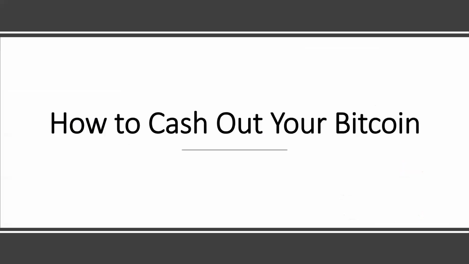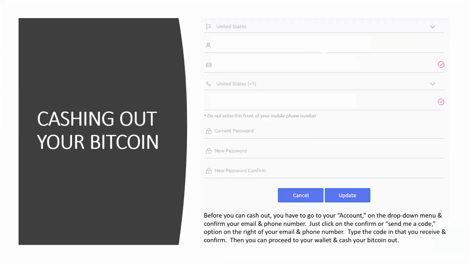Now how to cash out your Bitcoin. We're in this business to make money. So how do you cash out? Easy. So cashing out your Bitcoin, before you can cash out, you have to go to your account. So go to that drop-down menu, click on account, and then you need to verify your phone number and your email address.